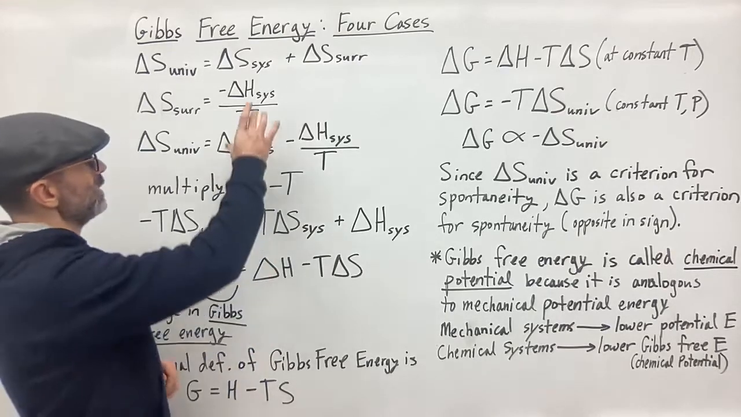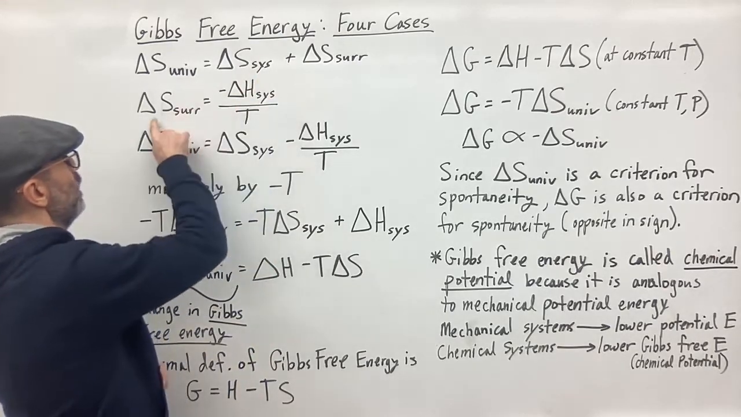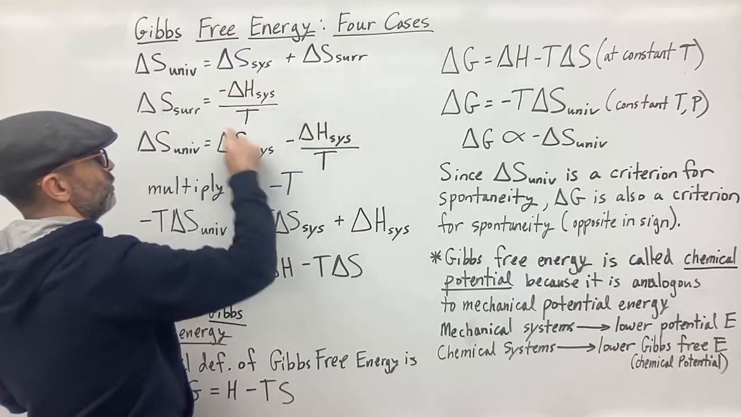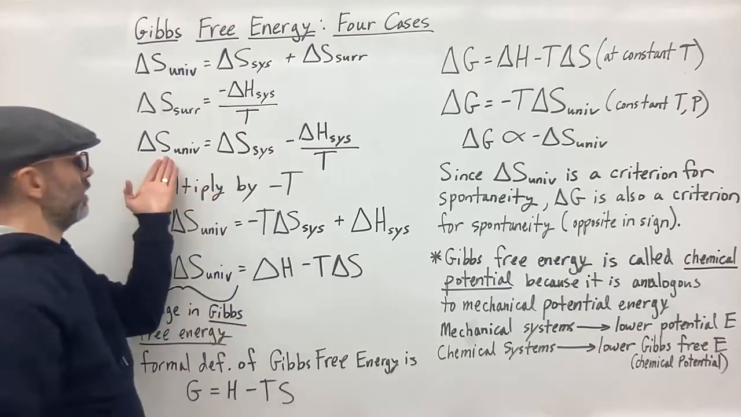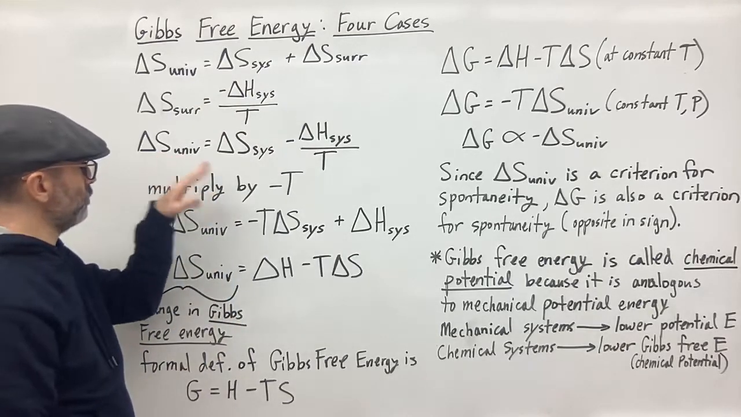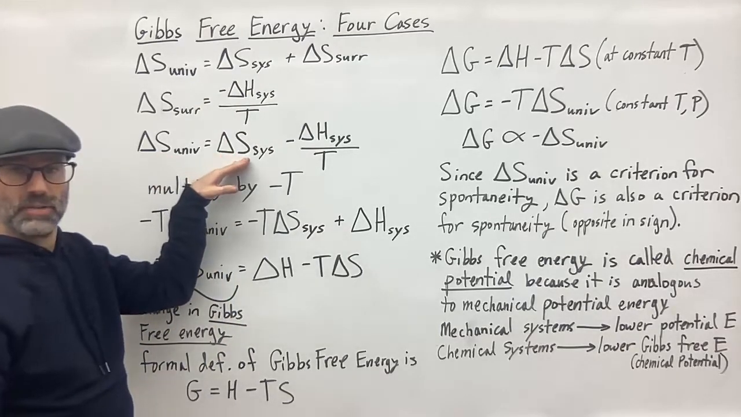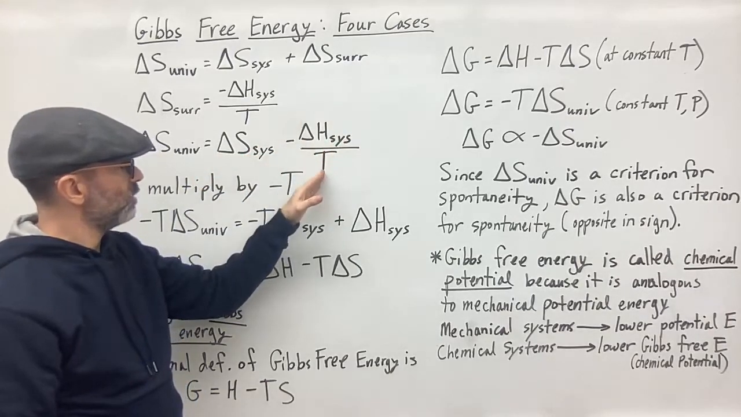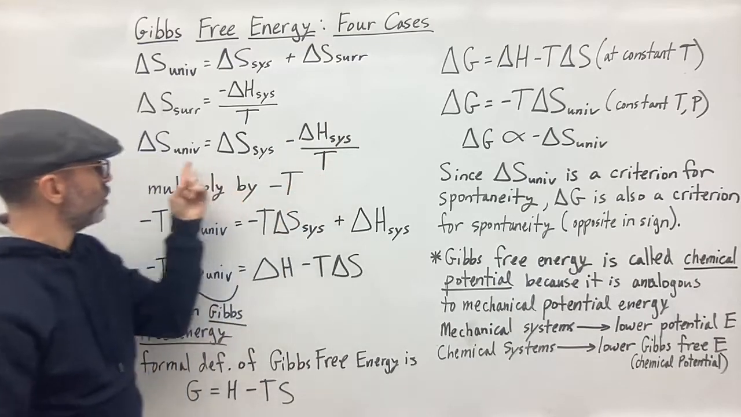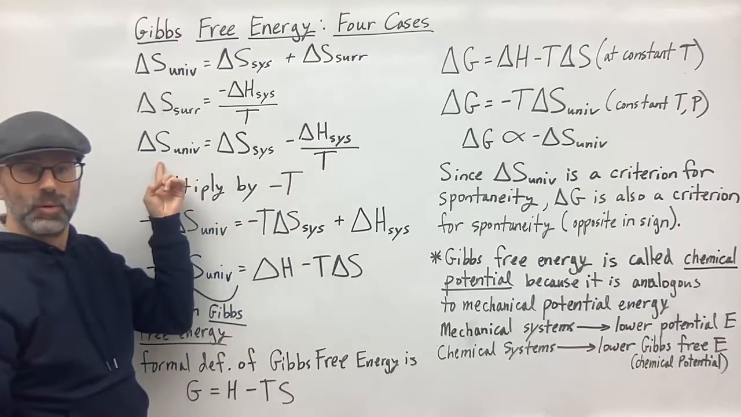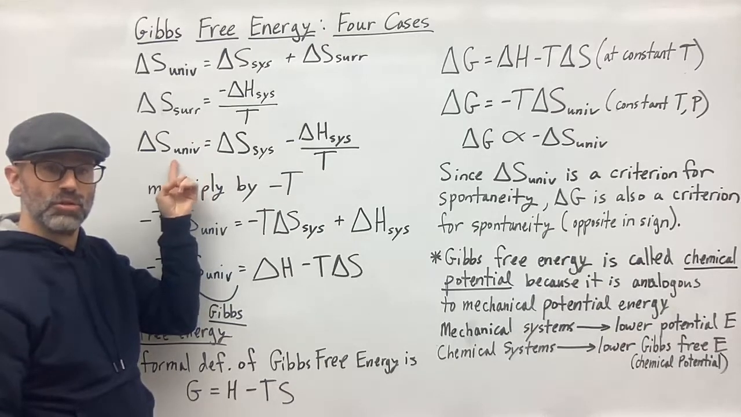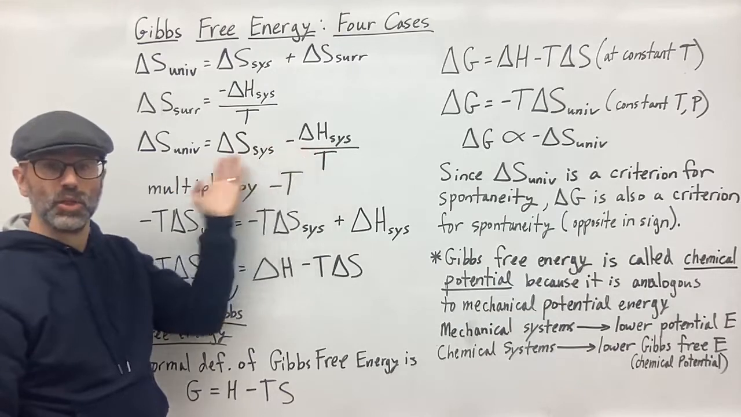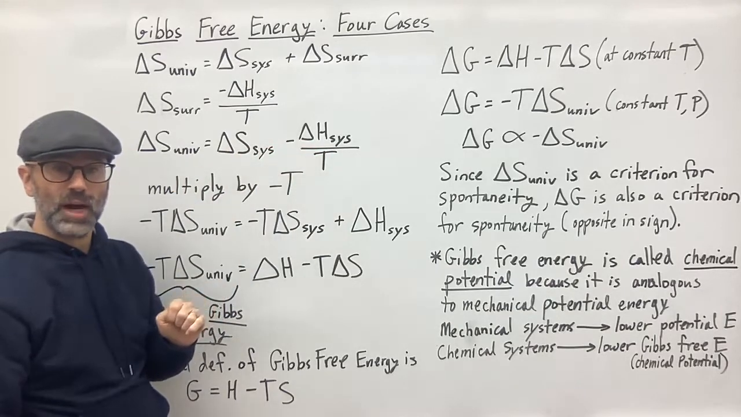So if we take these two equations, we could take entropy of surroundings here and substitute this in for this. So we get then the entropy of the universe is equal to the entropy of the system minus the enthalpy of the system divided by temperature. And so now we have the equation where you have the entropy of the universe in terms of the system here. So we can look at the system and not the surroundings, right?